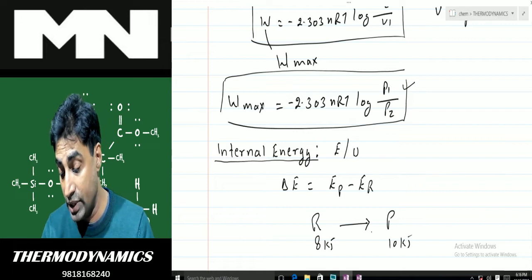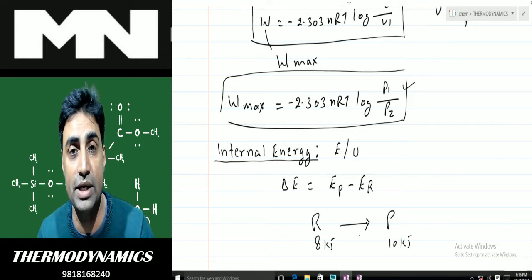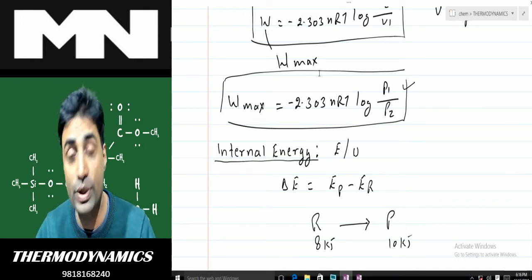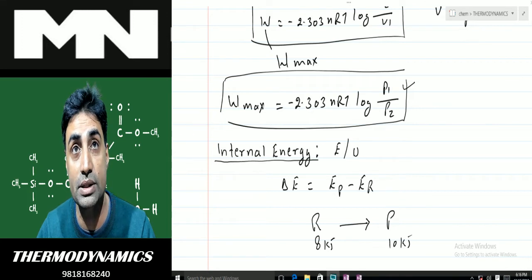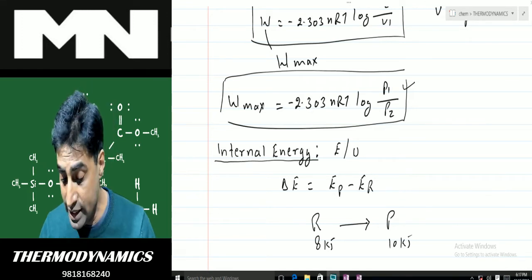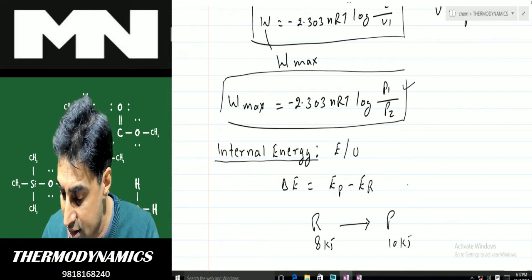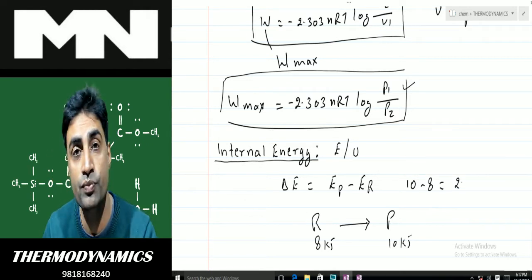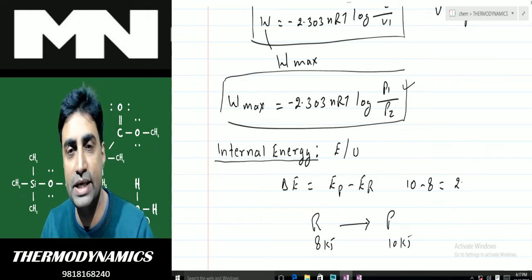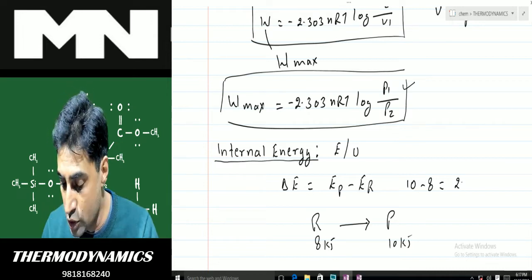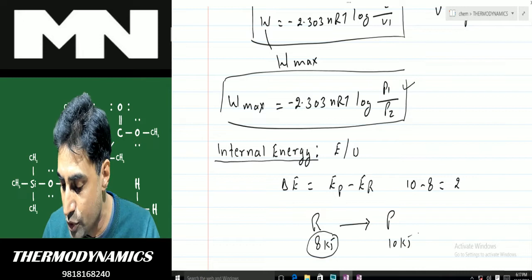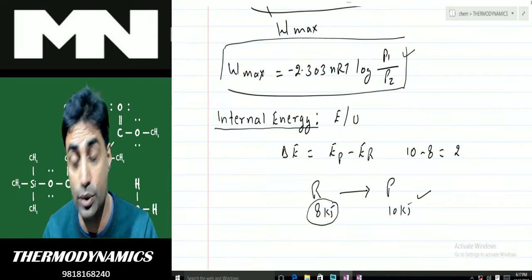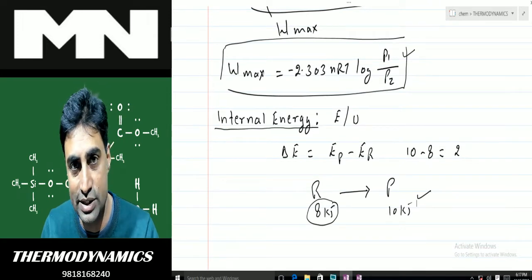Since we have got the positive sign, that means the energy is absorbed by the system. So here we can see absorption of internal energy. Here in this case, the change in internal energy is 10 minus 8, that is 2. The positive value indicates that the energy is absorbed during the reaction, because you can see that the reactant is at lower energy, whereas the product is at higher energy. That means the reactant is absorbing 2 kilojoule of energy. That's why it is getting converted to 10 kilojoule. So this is internal energy change.